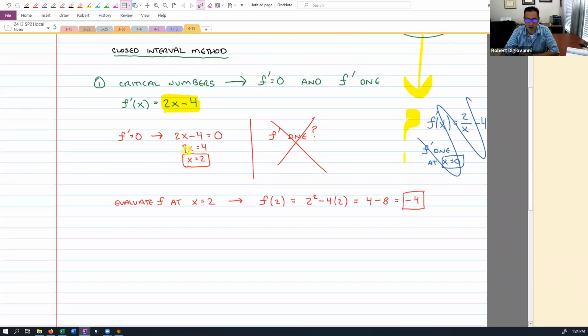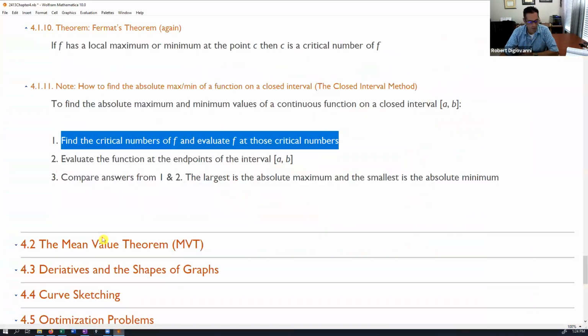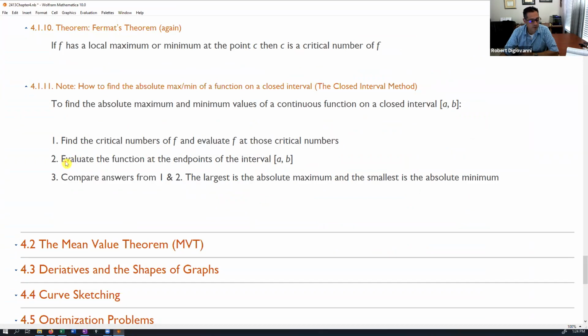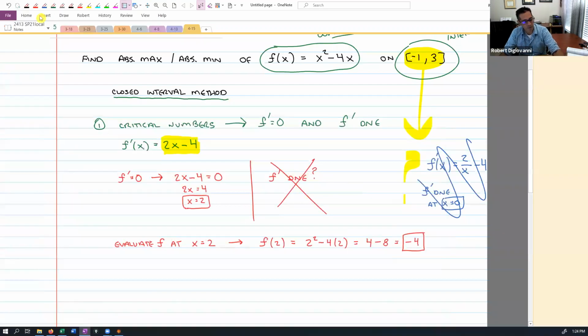So right now we found a critical number of 2. We plugged it into the function, we got -4. We are done with the first step. The next step for the closed interval method is to evaluate the function at the endpoints of the interval. So for step 2, I need to evaluate the original function at the 2 endpoints. So I need to figure out what f of -1 is, and what f of 3 is.